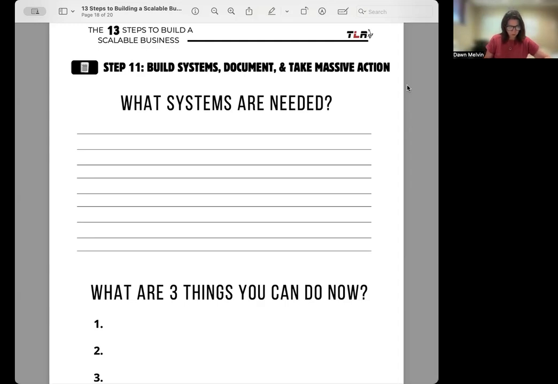Those types of things. The point that Jake was making about taking massive action is, yes, lay out your plan. What are the things that you need to prioritize? But take action, put those systems in place, and move forward into growth mode and growing your business the way that you want it to be.